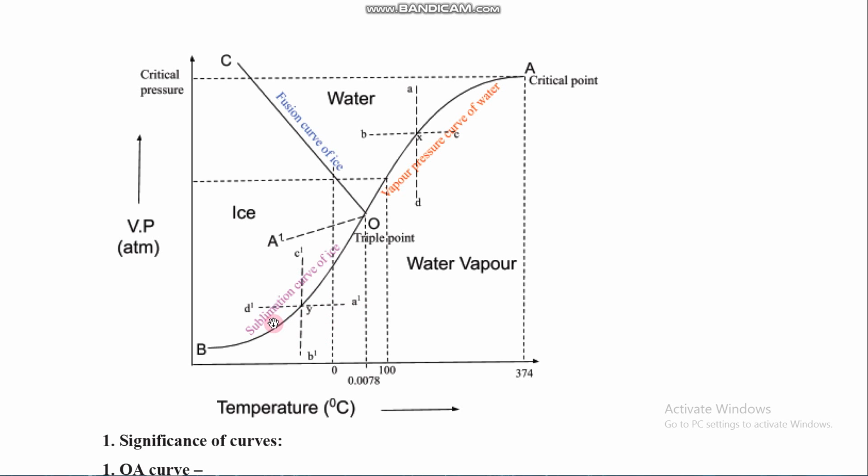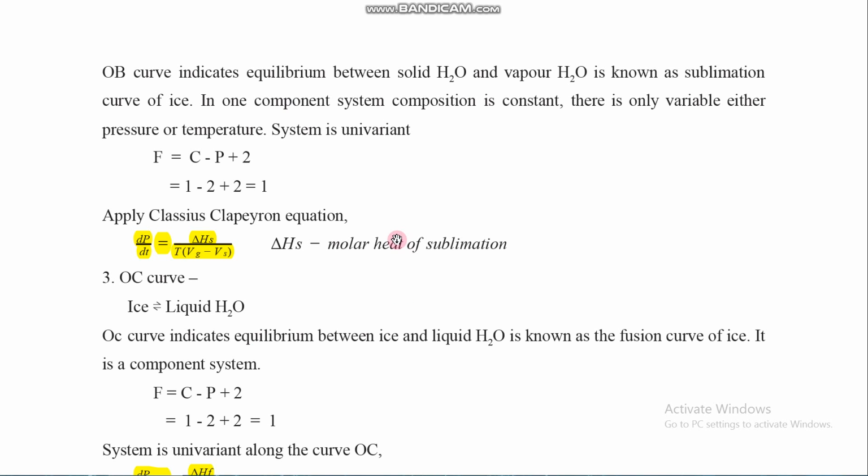When we apply the Clausius-Clapeyron equation for this OB curve, we get dP by dT is equal to delta Hs divided by T into (Vg minus Vs). Here dP by dT means variation of pressure with respect to temperature, and delta Hs is the molar heat of sublimation.